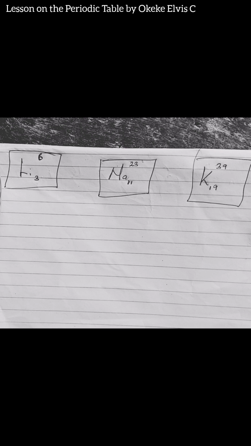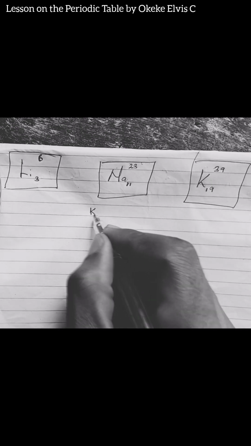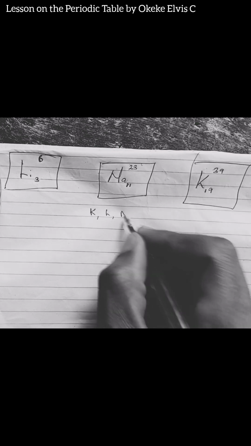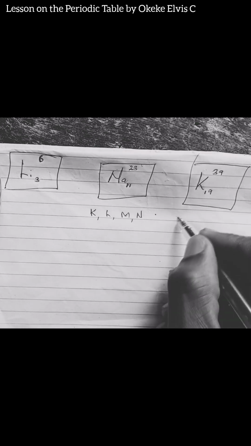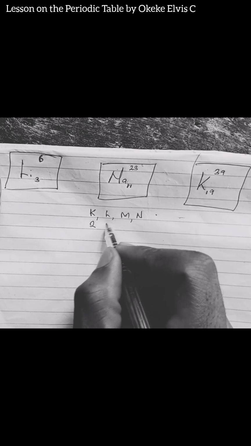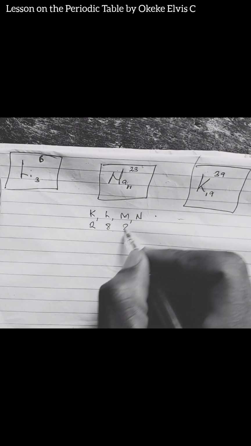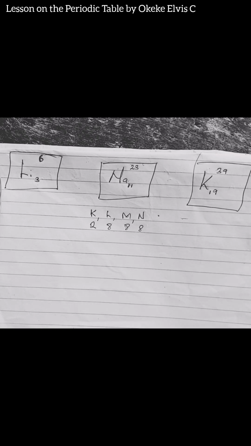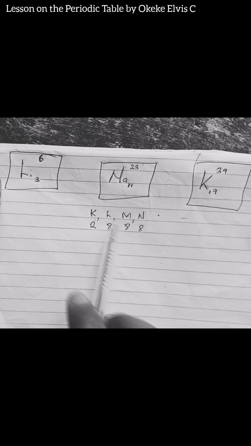So we are going to do electronic configuration using what we call the shells K, L, M, N, and so on. You should know that K can only contain 2 electrons, L can contain 8, M can contain 8, and N can contain 8 electrons. So these are known as the shells. So let's do an electronic configuration of sodium using the K, L, M, N shells.